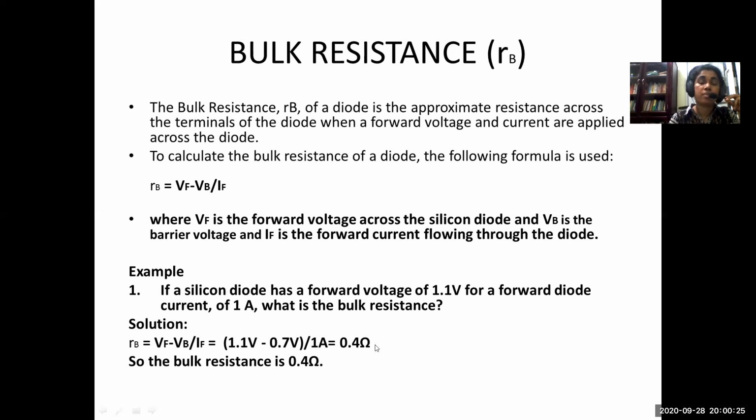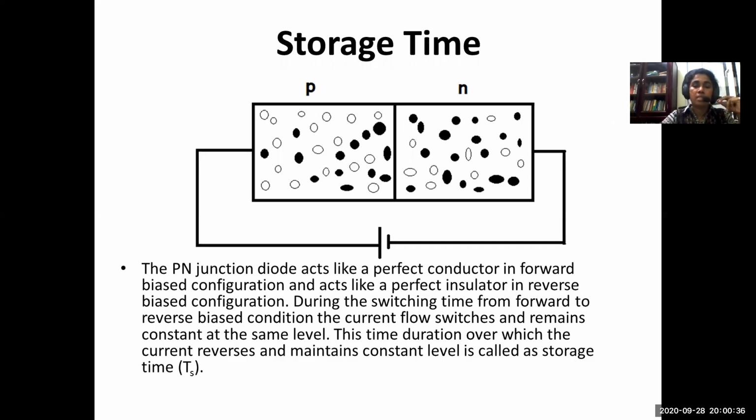So it is very easy to calculate the bulk resistance, provided you get the forward characteristics, or these relevant values are supplied to you. Then the next one is storage time. It is an important concept when we want to use a diode for data transmission. Normally for data transmission, what we do is convert the data into bits of zeros and ones.